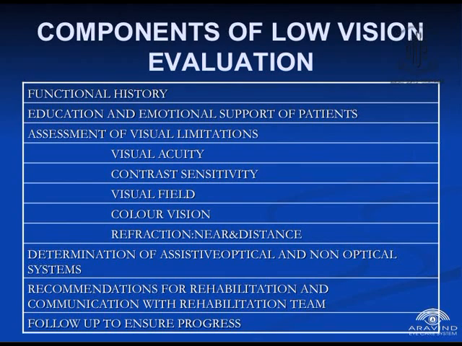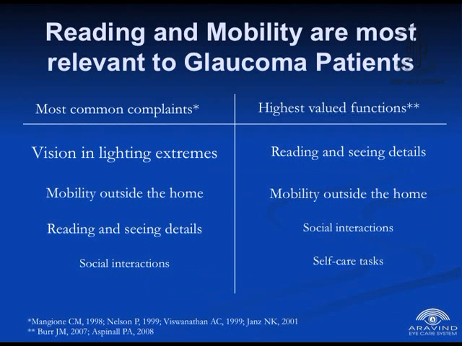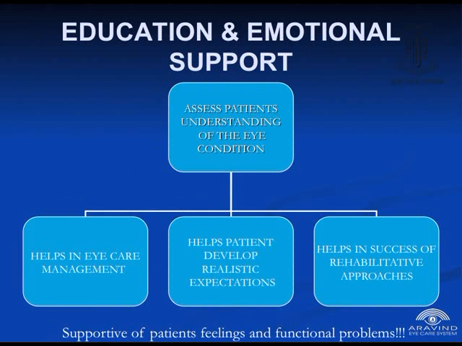It's functional history, education and emotional support of patients, assessment of the visual limitations, determination of assistive optical and non-optical systems, recommendations for rehabilitation and follow-up. A good functional history is very important to know the patient's visual needs and goals. In most patients with glaucoma, the highest valued functions are reading, seeing details, and also mobility outside the house. Again, it's very important to assess how much the patient knows about the disease, and to help develop realistic patient expectations, help in eye care management, and also help in the success of rehabilitative approaches.